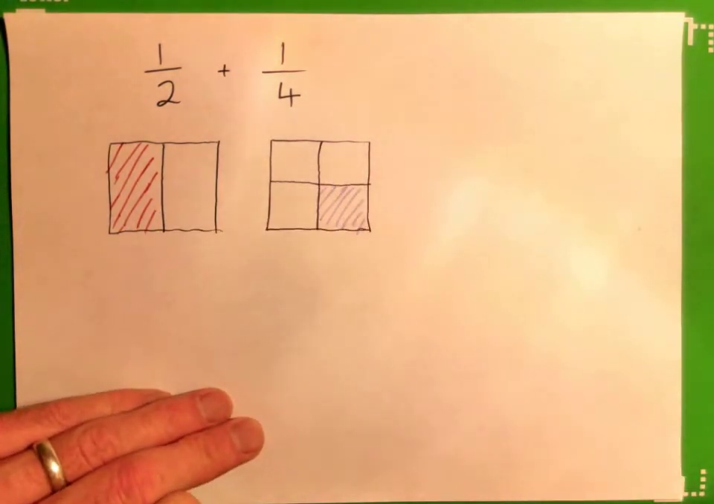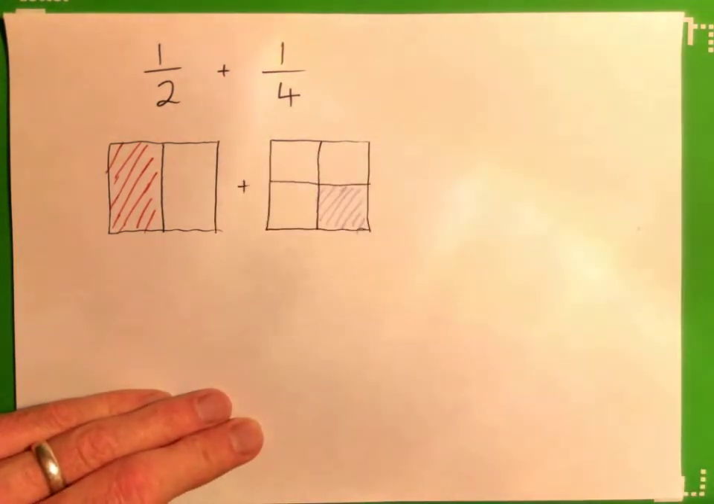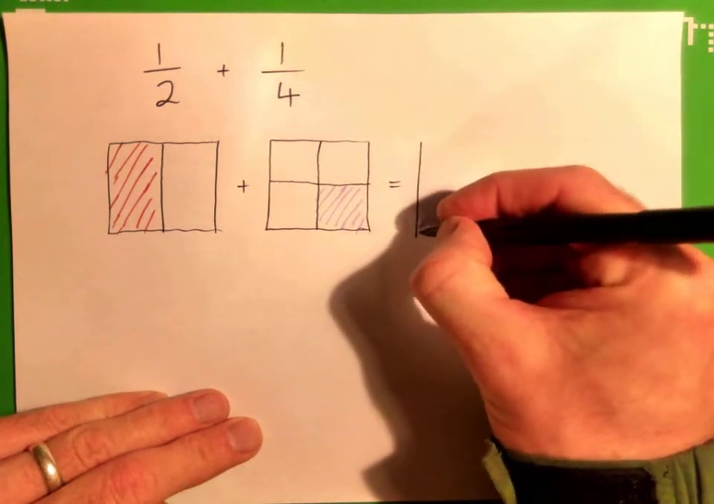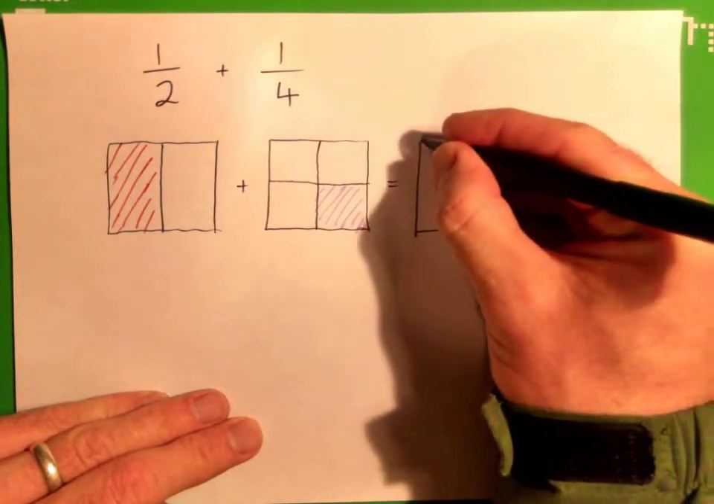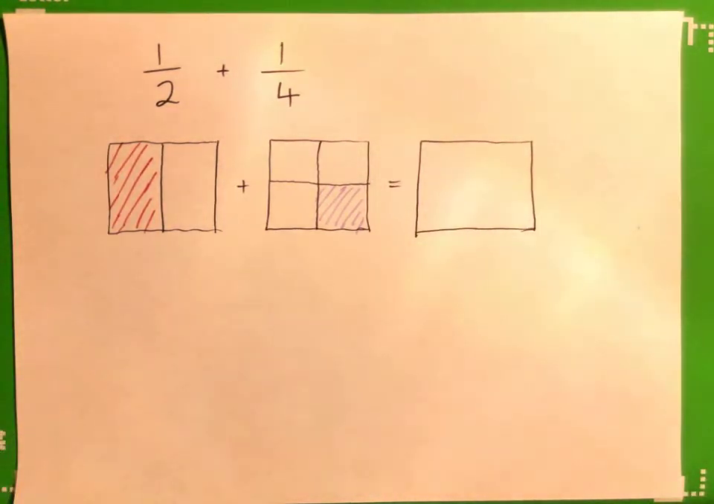You got that? Now before we do anything, I just want you to draw the answer. Don't do any math, I want you to draw what that answer is going to look like on the square. Take your time. Draw that answer. You take your half, you take your quarter, you put them together.